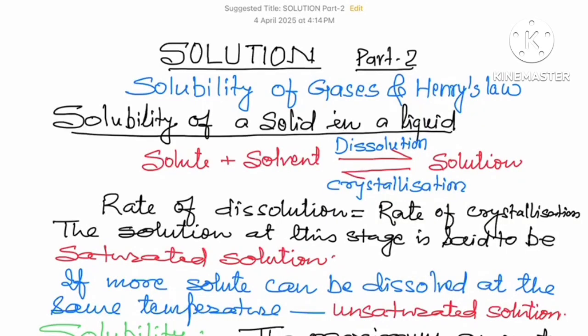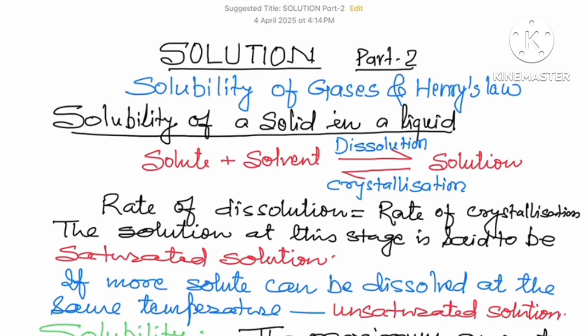Solute plus solvent converts into solution. Two processes continue at the same time, that is dissolution and crystallization. What do you mean by dissolution? When the solute dissolves, the concentration of the solution increases. At the same time, the solute molecules collide with each other and the process of crystallization starts.